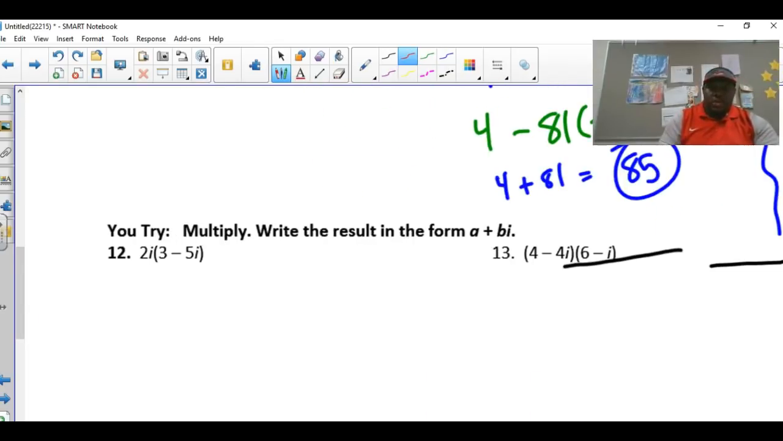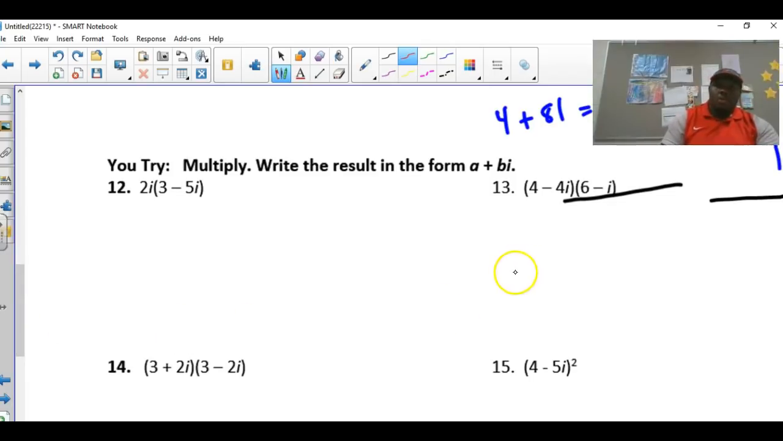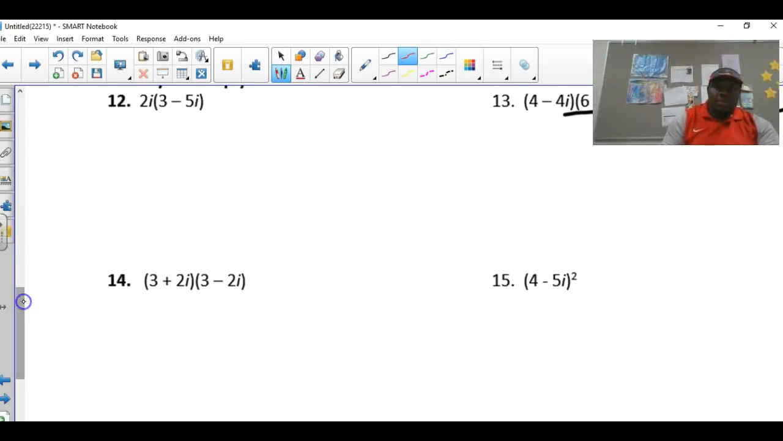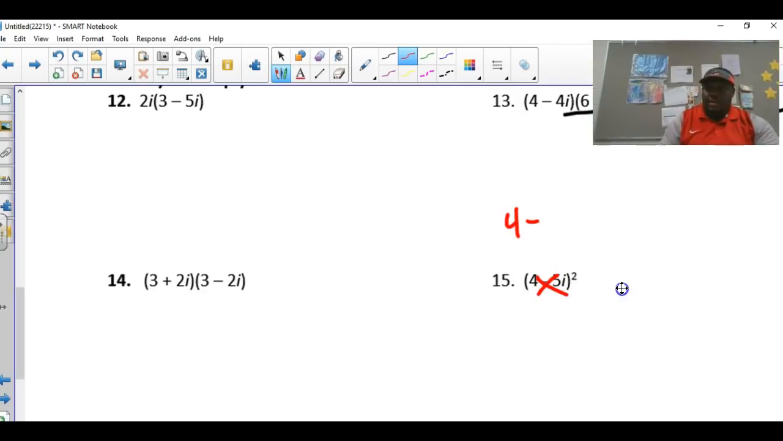Now, there's a U-try right here. Again, FOIL. The one hint I want to leave you is this one. This is a binomial squared. When you have a binomial squared, you actually expand it. Think about it. If you had x squared, that's really x times x. X squared is really x times x if you expand it. So we're going to expand this. This is our x. That's our x. So we will write x times x.